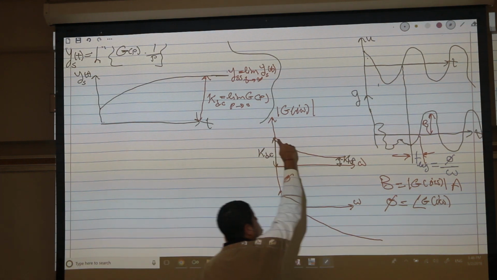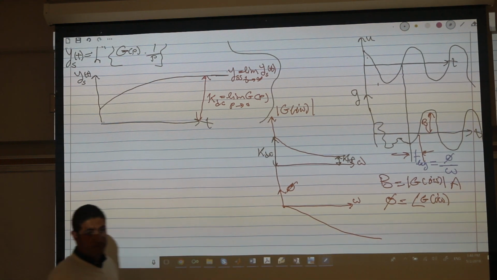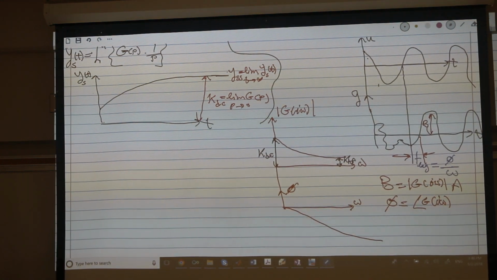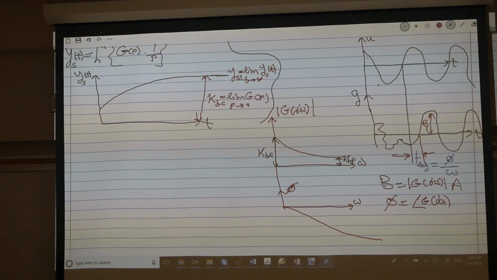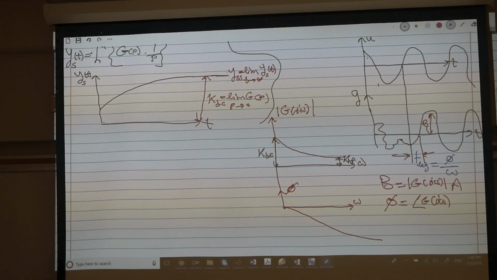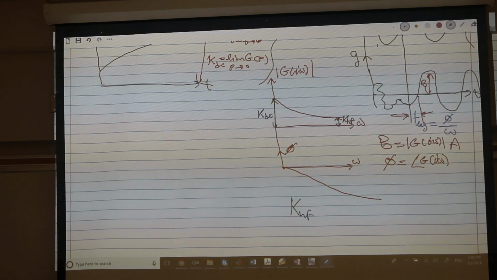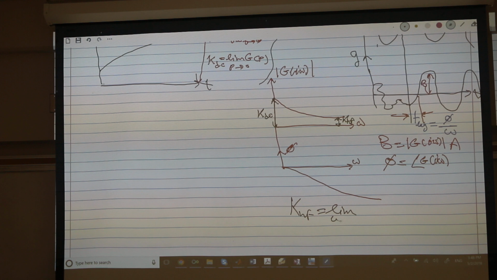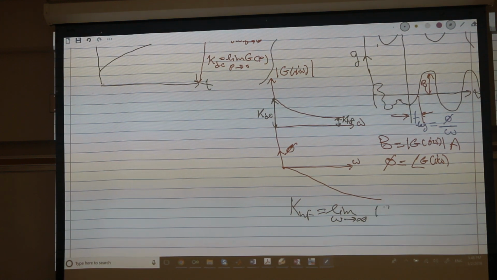So typically, this curve goes to 0 for large omega, okay? But anyway, theoretically, there is some value. So the high frequency gain is the limit as omega goes to infinity of this magnitude.